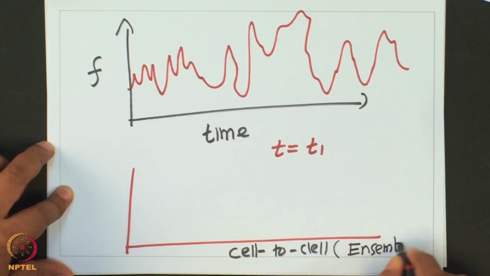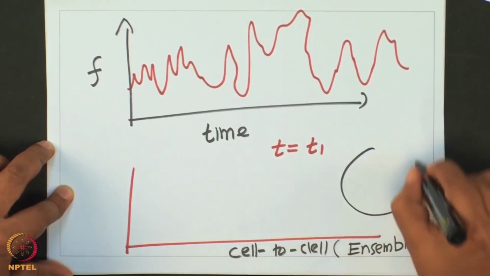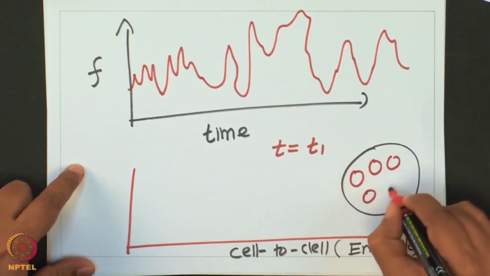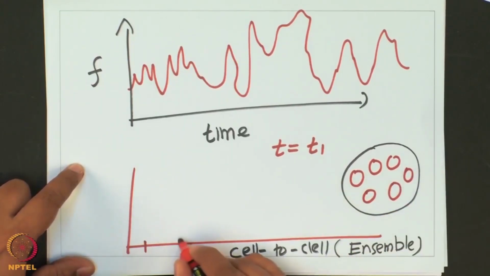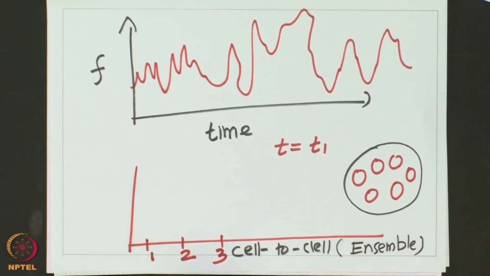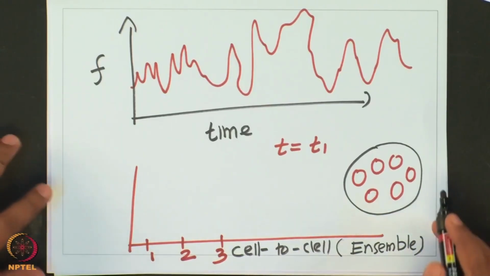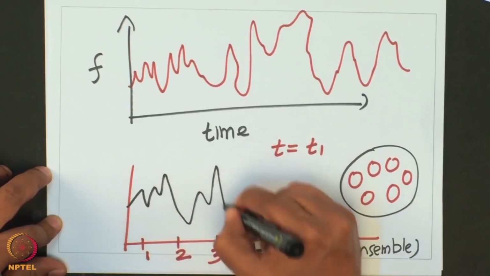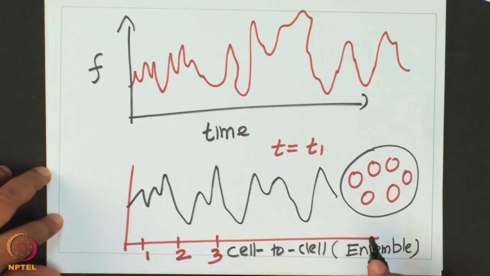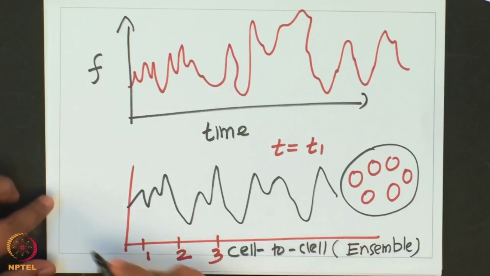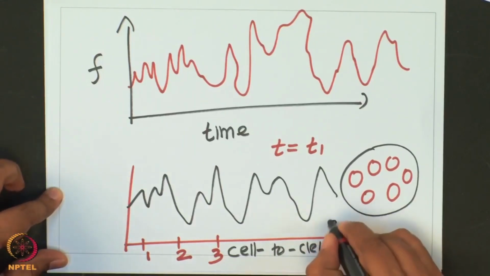So, you have a collection of cells: cell 1, cell 2, cell 3, cell 4. This is what the x axis is. In each cell, if you measure the amount of gene expressed or protein expressed at a particular time, there also you could see some fluctuations. So, there could be a fluctuation in a population. Sometimes I would call it a population.